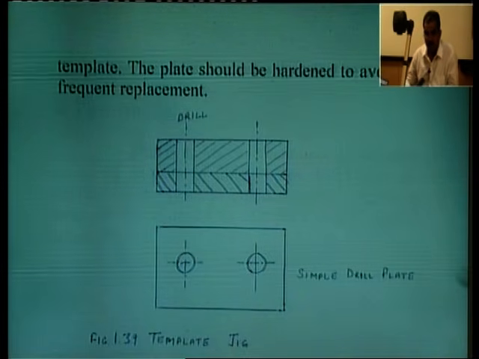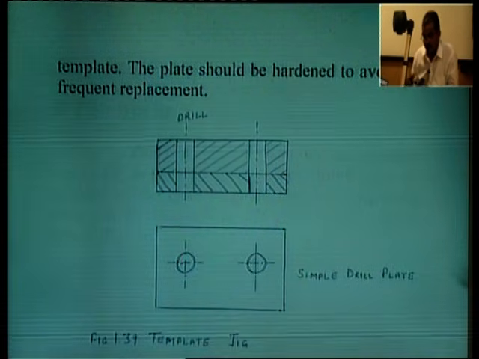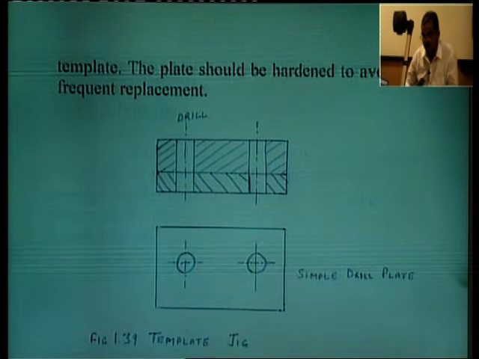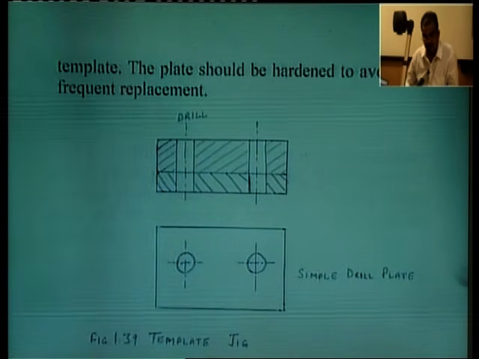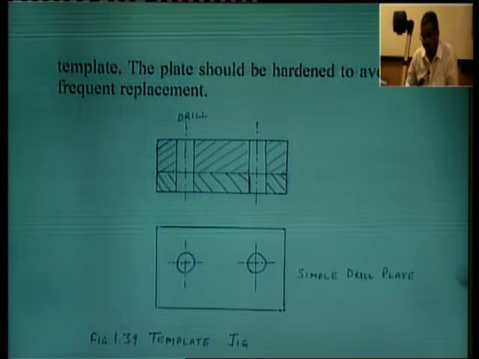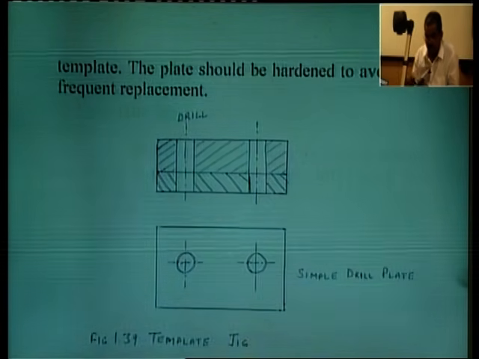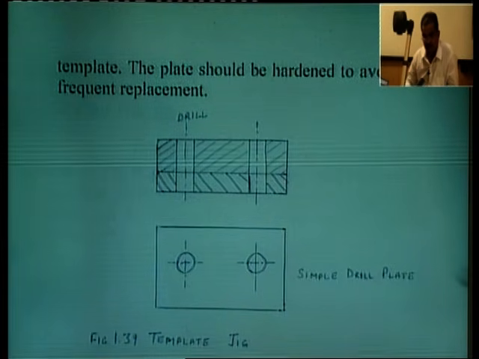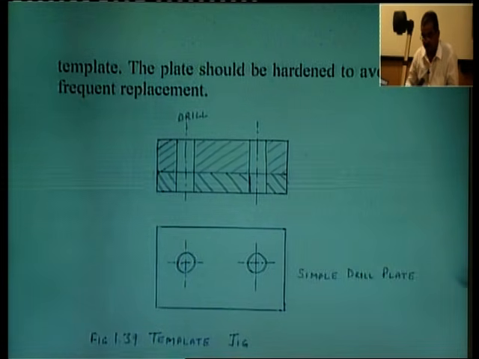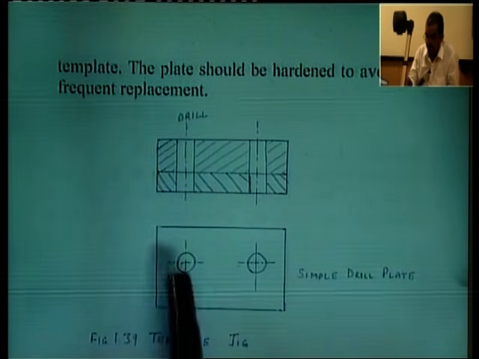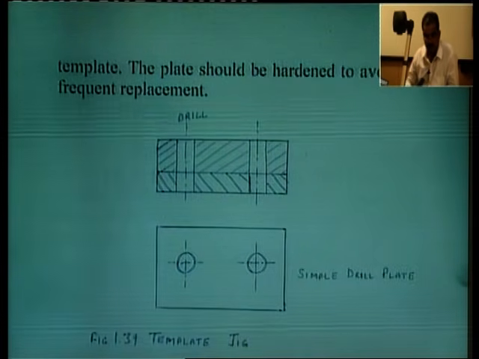Now, you can see on the monitor at the top we have a sectioned view of the drilling jig clamped with the workpiece. The upper portion is our template jig and the lower is our workpiece. These holes are drilled with the help of a drill through these holes.